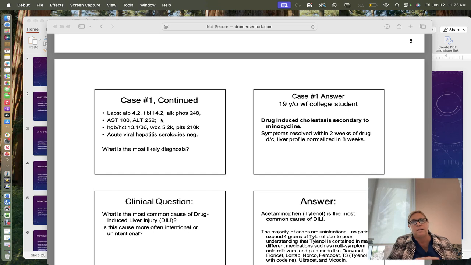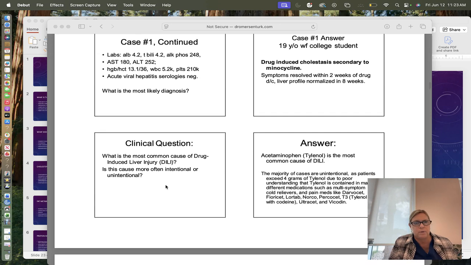So that would lead me to think something is affecting the liver. And the acute viral hepatitis tests were negative. Okay. So what we found out was it was a drug-induced liver issue secondary to tetracycline. So once they stopped the drug, the liver profile went back to normal in 8 weeks.